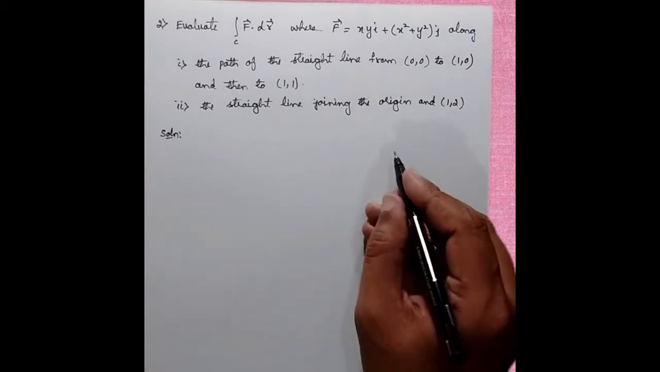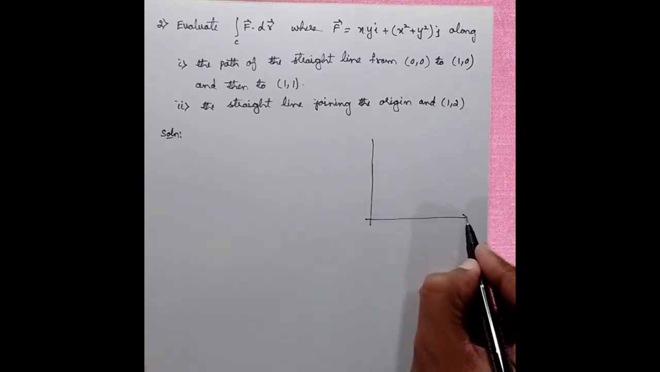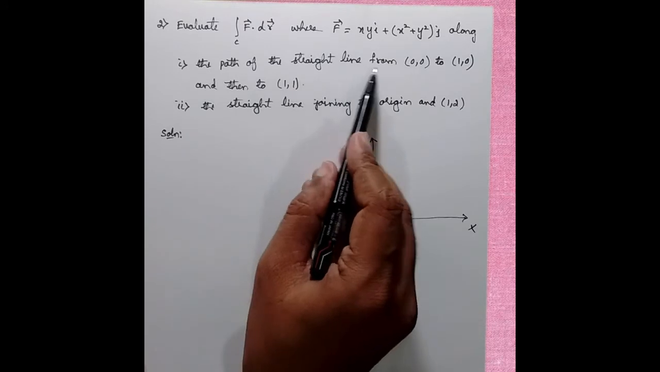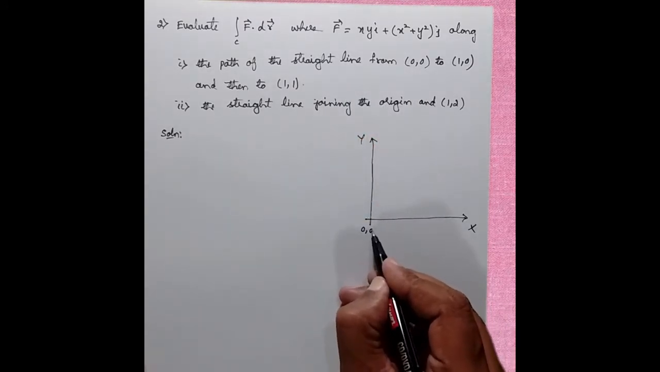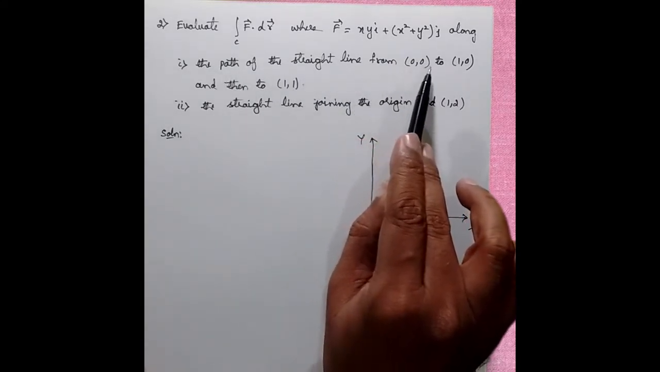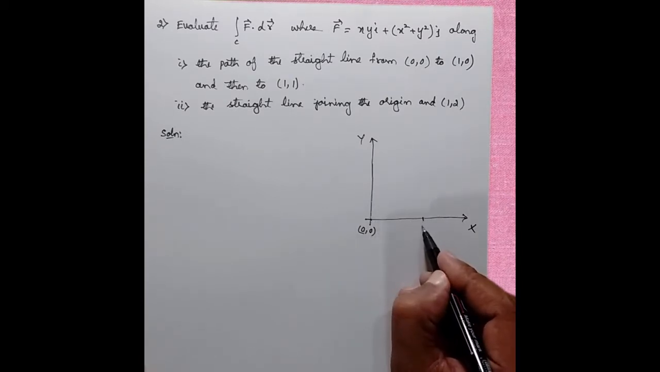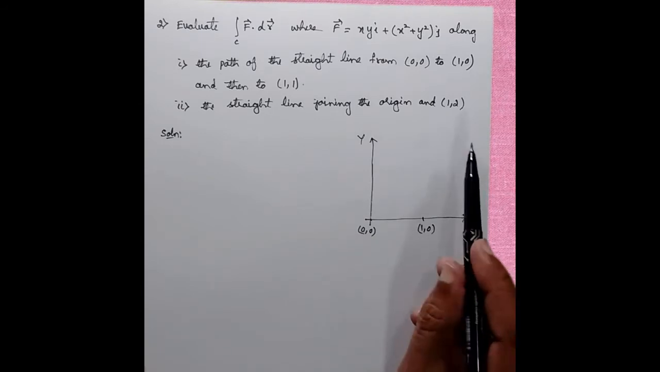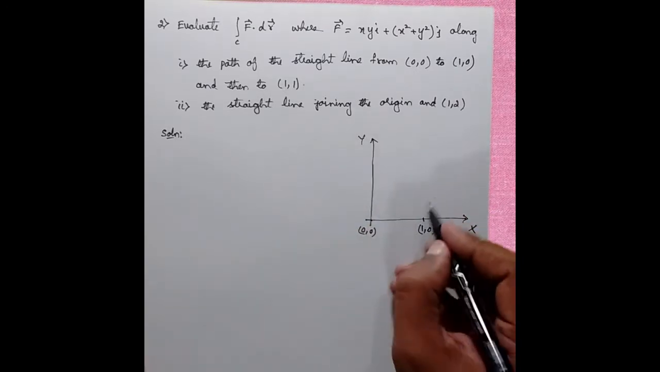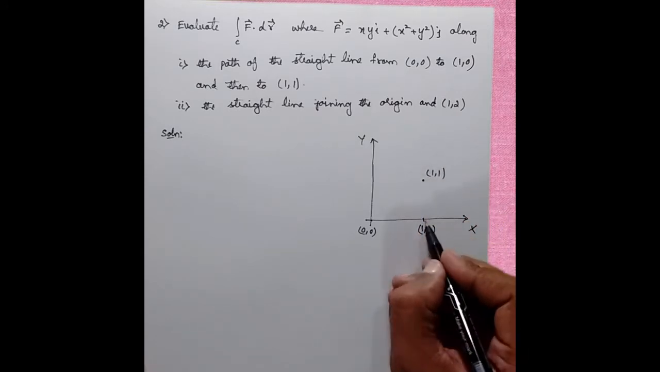So let's just plot it first. This is your coordinate axes x and y. So what is the first path? The path of a straight line from the origin. So this is the origin 0, 0. So the path of the straight line from 0, 0 to 1, 0. It will move 1 unit. So let us take 1 unit to be over here. 1, 0. Again from 1, 0 then to 1, 1. So from 1, 0 you are moving to 1, 1. Say 1 unit here. So this will be 1, 1.